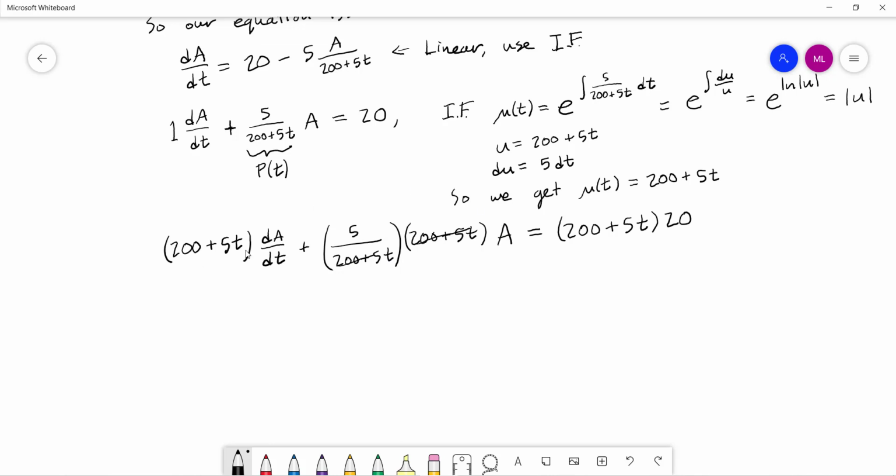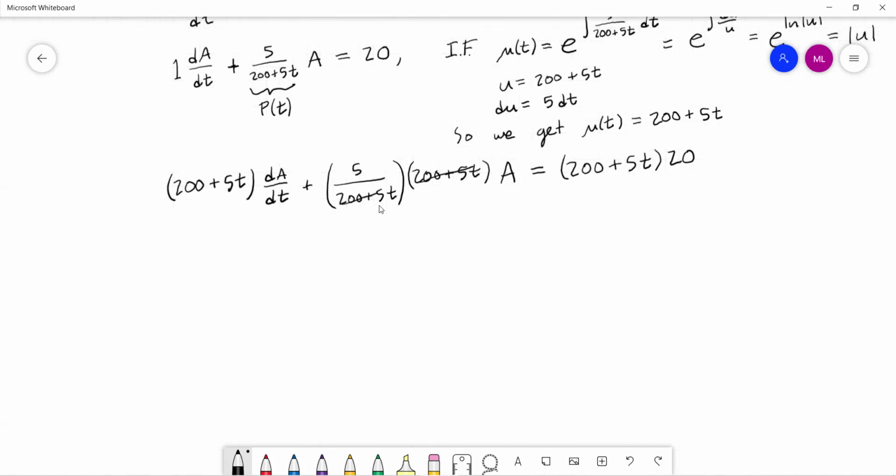and indeed, you can see that if this is our first function and the derivative of the second, here is our second, and what's the derivative of this first function? We should just get a 5 out of it, and indeed, there is our 5. So the left-hand side looks like the result of taking the time derivative of 200 plus 5t times A. And the right-hand side is that ugly mess that we could just distribute the 20 through, and we would get, what, 4,000 plus 100t?